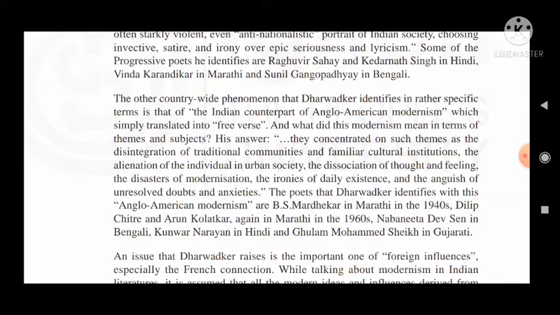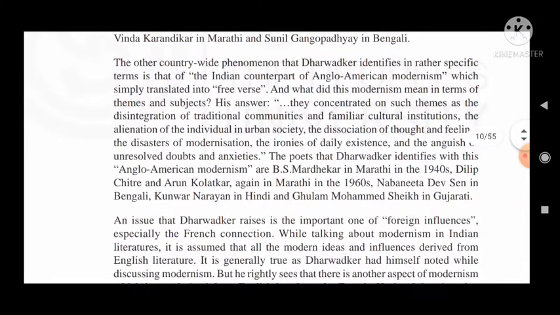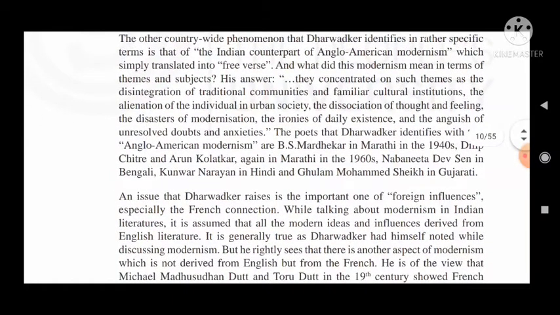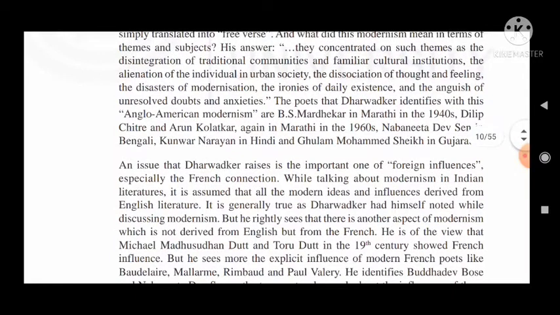The other countrywide phenomenon that Dharwadkar identifies in rather specific terms is the Indian counterpart of Anglo-American modernism, which simply translated into free verse. And what does this modernism mean in terms of themes and subjects? His answer: they concentrated on such themes as the disintegration of traditional communities and familiar cultural institutions.